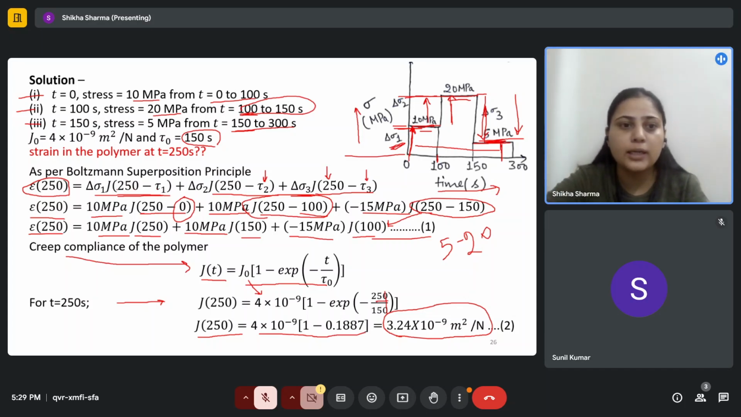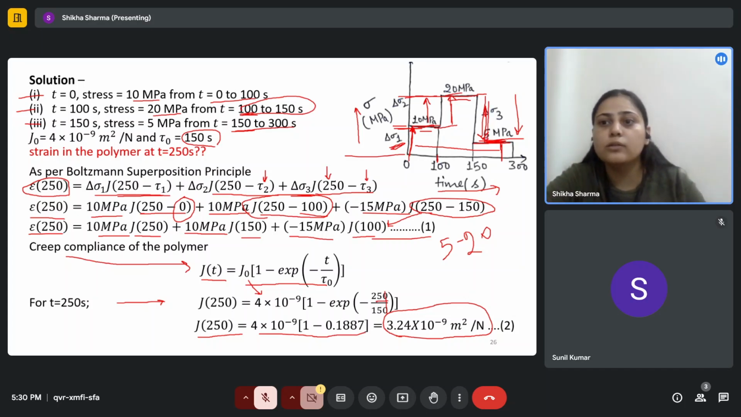We took the delta strain value from 0 to 10 megapascal. First stress will be applied, so we took 10 minus 0, which is 10 megapascal, delta sigma 1. Delta sigma 2 is 20 megapascals minus 10 megapascal, which is again 10 megapascal. And for sigma 3 we have taken 5 minus 20 megapascal, because the change is from 20 megapascal, the force is now 5 megapascal. So 5 minus 20 is minus 15 megapascal.